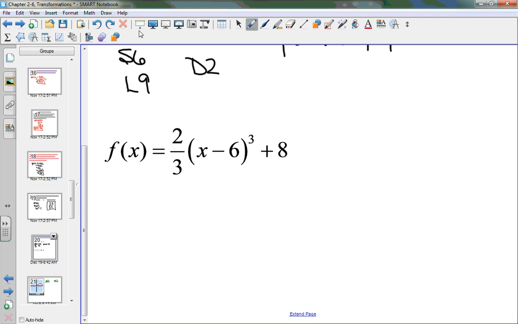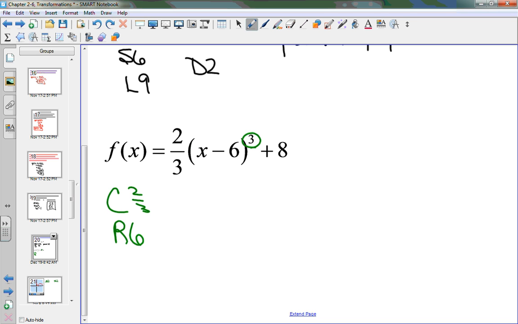So, from left to right, what does the 2/3 do? It progresses by 2/3. What does the minus 6 do? It goes to the right 6. What does the 3 do?